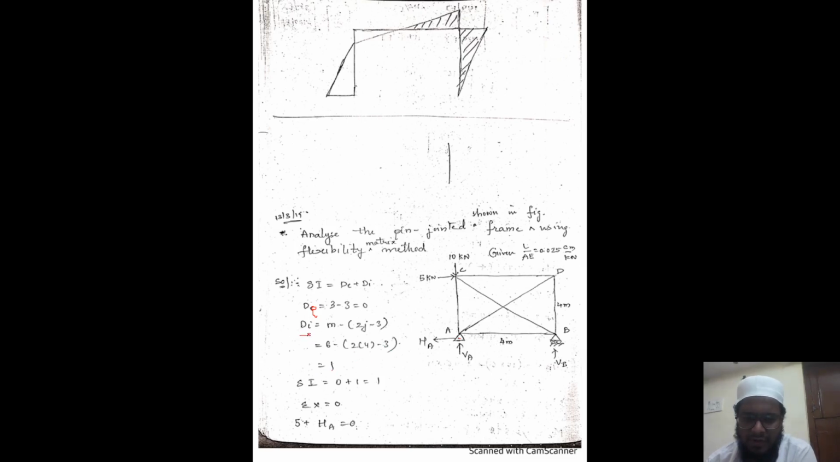The degrees of internal and external indeterminacy are to be added to get the final static indeterminacy of the structure, that is 0 plus 1 is equal to 1. So here the static indeterminacy of the structure is 1. Now how to calculate it? First, calculate all the external unknown reactions. Sigma x is equal to 0, so 5 plus HA. 5 is going in the positive x direction, whereas HA is going in the negative x direction, isn't it? So 5 plus HA is equal to 0. You got one equation, so HA is equal to minus 5 kilonewton.